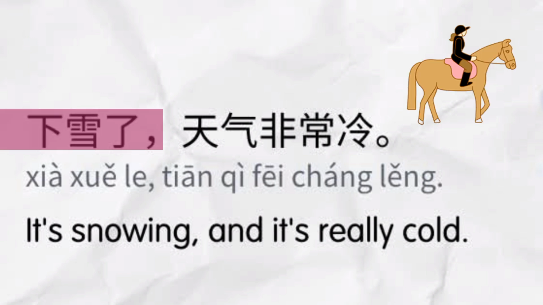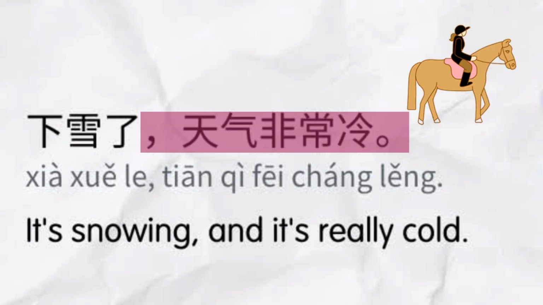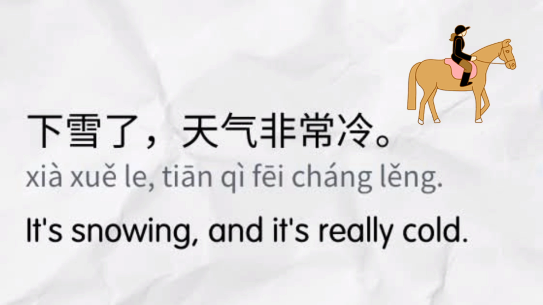下雪了，天气非常冷。 It's snowing, and it's really cold. Let me highlight the words we just learned. 下雪. Hope you learn it. Let's move to our next vocabulary.